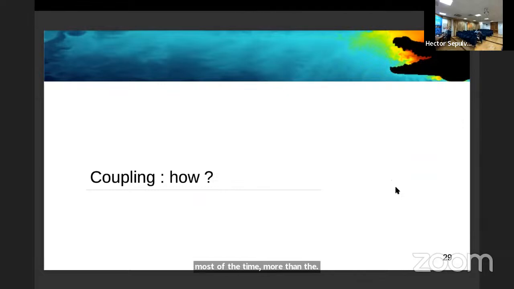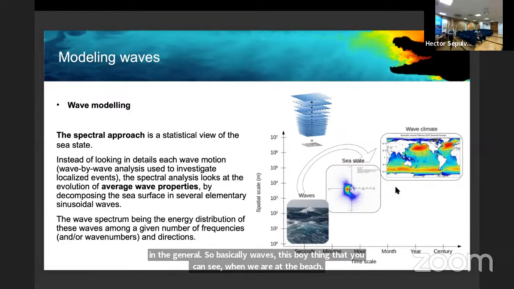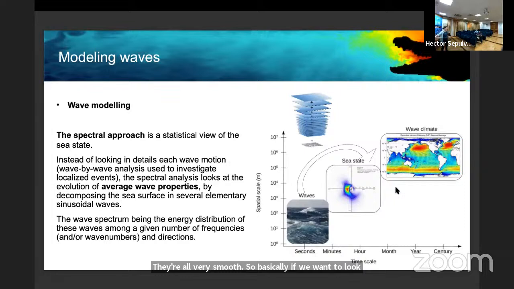So now we go back to coupling, not as this morning, but more in the general picture. Basically, waves are this whole thing that we can see when we are at the beach, and they are at very small scale. So if we want to look at the wave climate, it's not possible to model this kind of waves, because it would require a very, very small resolution that we can't afford at a global scale. And also it's very nonlinear, it's very complicated.